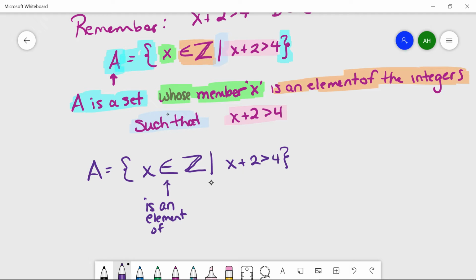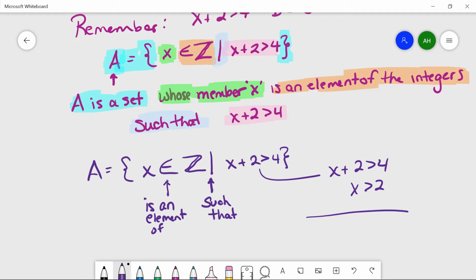All right, and this line right here is going to mean "such that." Okay, so as we look at this right here, we do have over here x plus 2 is greater than 4. Move my 2 over, x is greater than 2. All right, we've got the idea that this is integers, right? 2, 3, 4, 5. So bing, bing, bing. That is what that is going to look like.